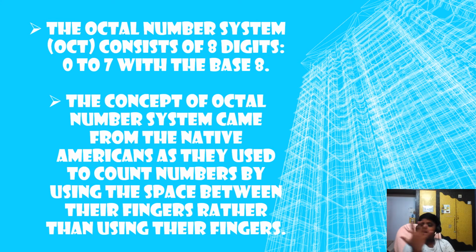So now how many spaces are there in my hand? There are 1, 2, 3, and 4, right? So for us this means 5, but for them it means 4. So 4 and 4 in two hands together is 4 plus 4, 8. So the octal number system came from them. The base is 8. Right? So you understood, I guess.